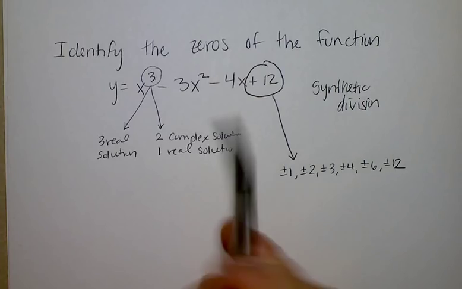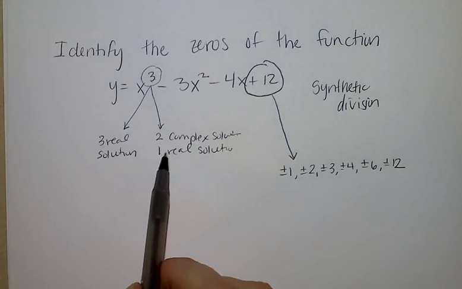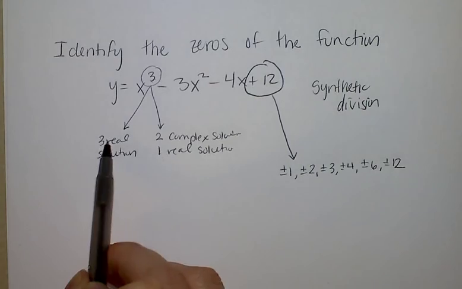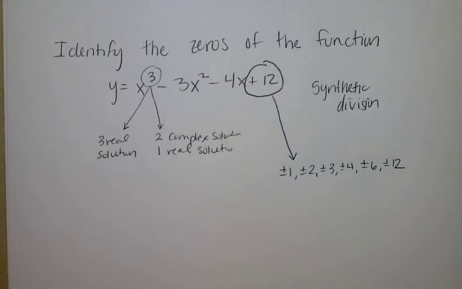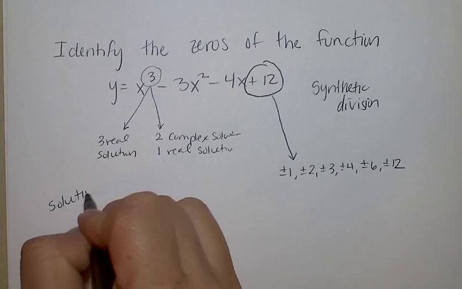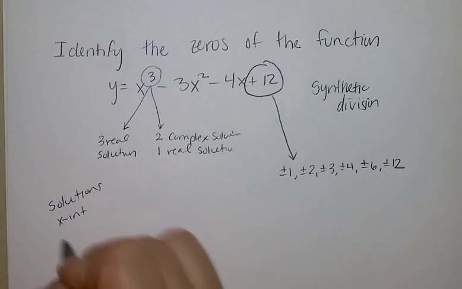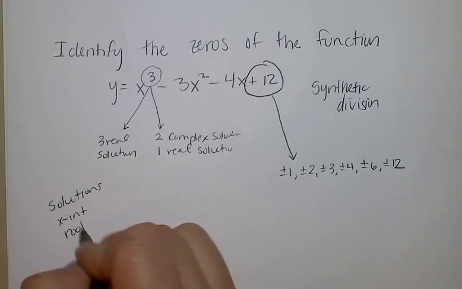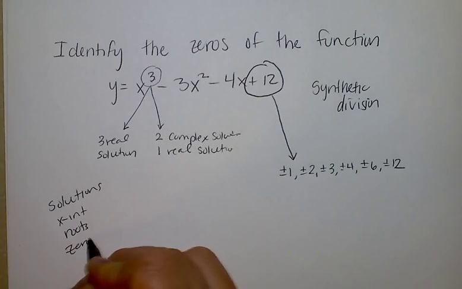And I know that at least one of these will be a real solution, or I'll be able to find 3 real solutions. When you find a solution, remember, let's talk about the word solution. What are other words for solutions? X-intercepts, roots, another one? Zeros, okay? The key is the word zeros.